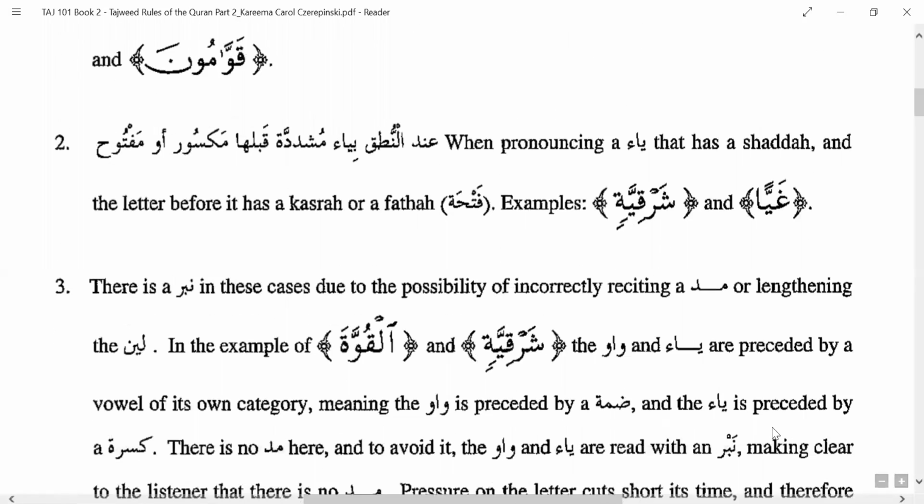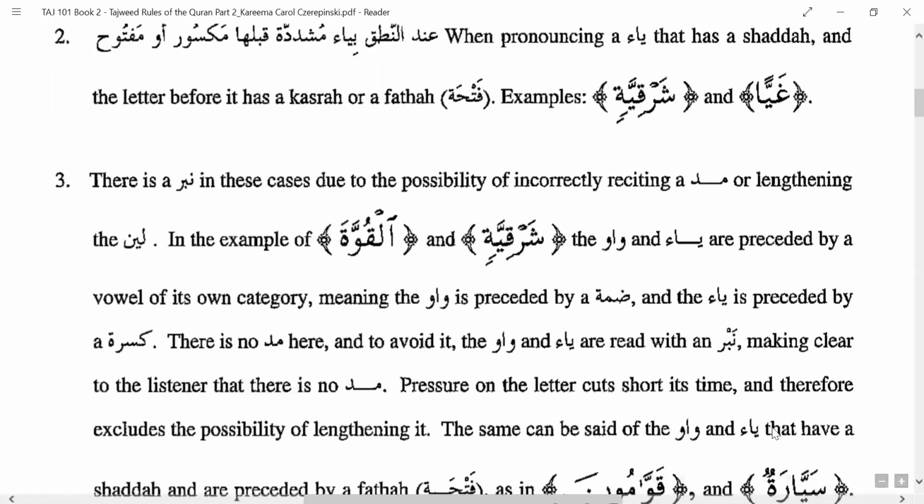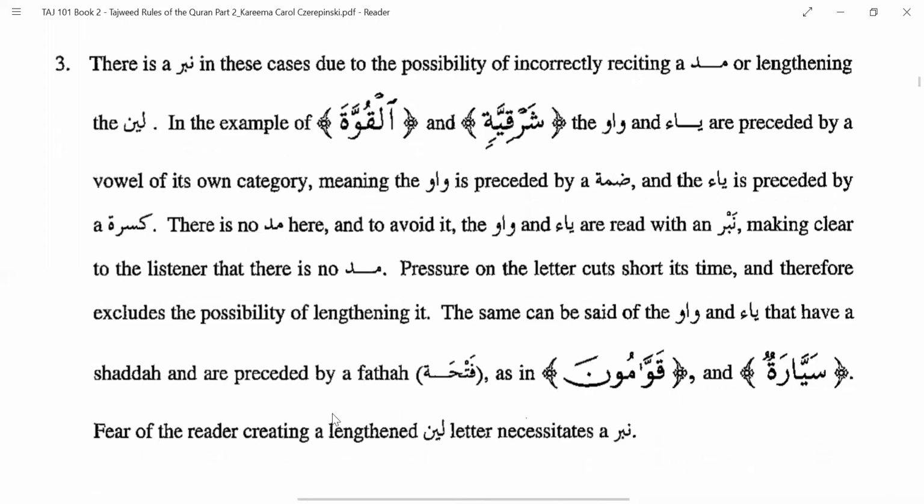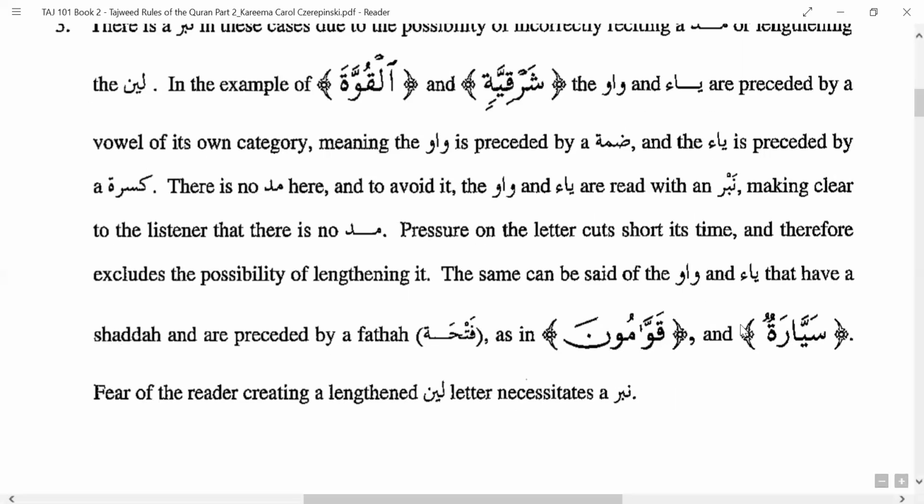It will sound like a lean. So what does nabr do? When I do nabr, what happens? It cuts the time. And what happens when the time is cut? It doesn't sound like a mad, because mad means lengthen. The meaning of mad itself means to make it long. So nabr will make it short. It will not give it as a mad. Like sayyara.